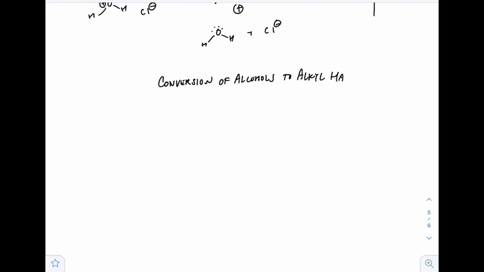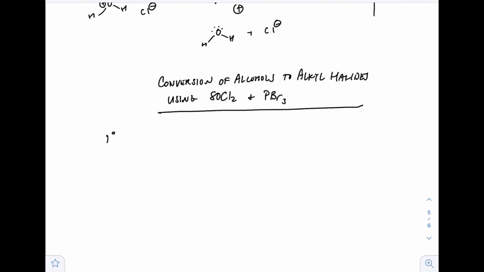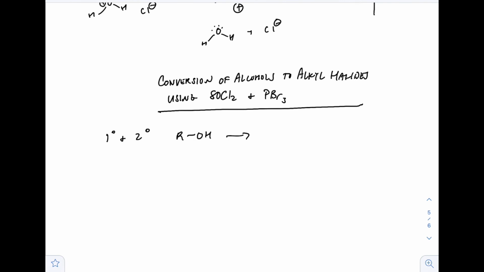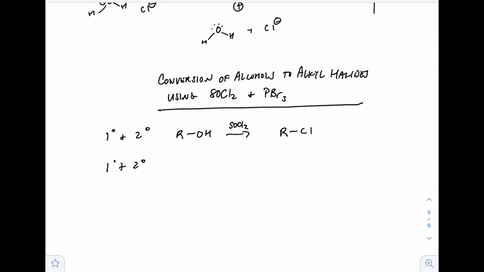So, conversion of alcohols to alkyl halides using a couple other things. Okay, so what we're going to use is SOCl2 and PBr3. SOCl2 is thionyl chloride, and PBr3 is phosphorus tribromide. This is going to be done with primary and secondary alcohols. So when we have thionyl chloride, we'll make the alkyl chloride, and when we have PBr3, we will make the alkyl, what do you think? Bromide. Yes, indeed.